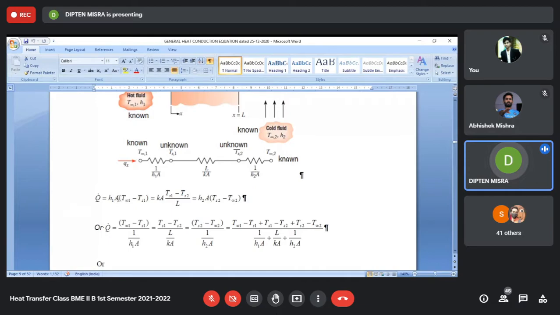Area has a unit of meter square. So watt per meter square per Kelvin temperature difference, or watt per meter square per degree centigrade temperature difference. So the unit of H will be watt per meter square Kelvin or degree centigrade. And the unit for K will be equal to what? K will be watt per meter Kelvin.